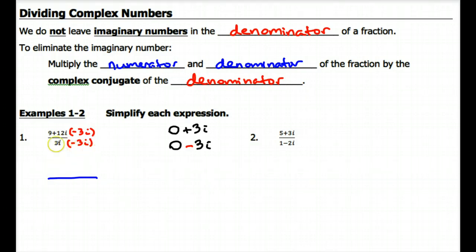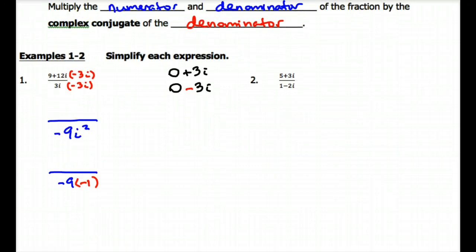3i times negative 3i gives us negative 9i squared, and negative 9i squared is going to be equivalent to negative 9 times negative 1, or just positive 9. So anytime you take a number times its complex conjugate, you're always going to end up with just a real number, because you're always going to have this i squared here, and that's going to become just a negative 1. So at the end, we get a positive 9 on the bottom.